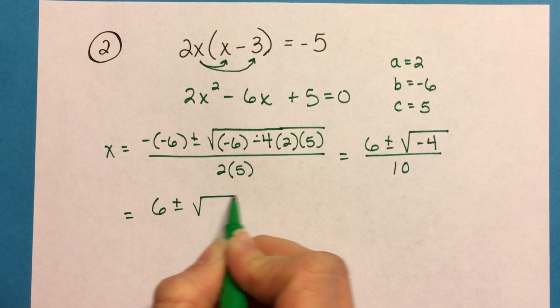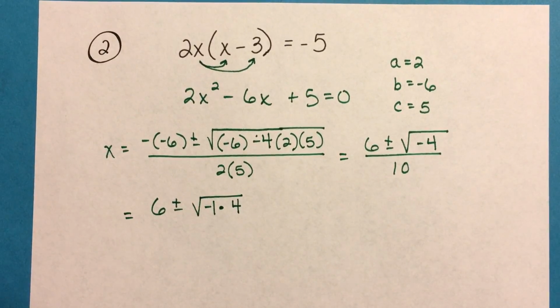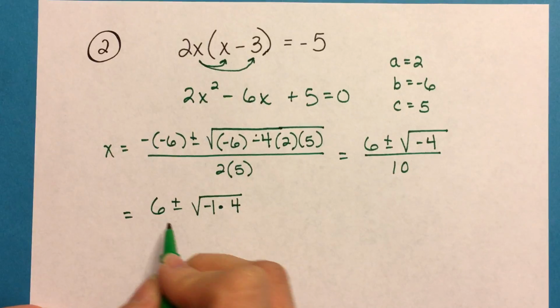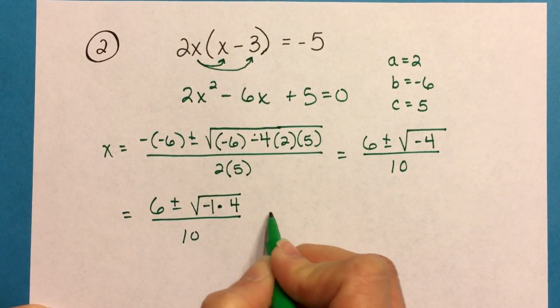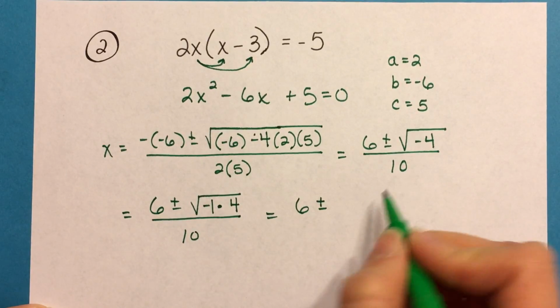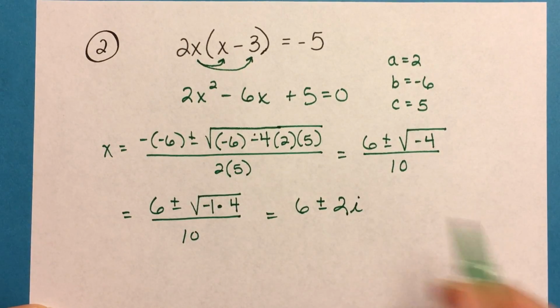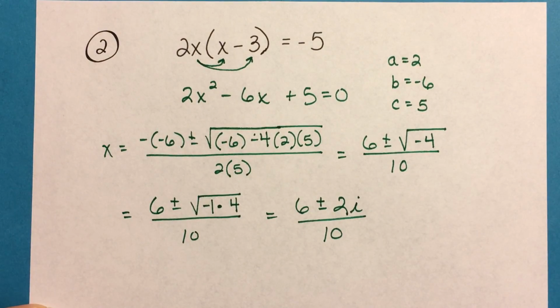Now you would separate the -1. You wouldn't bother breaking down the 4 because the 4 is already a perfect square. So the square root of the 4 is going to give you 2. The square root of the -1 is going to give you i. And of course, you have the 10 that's on your denominator.